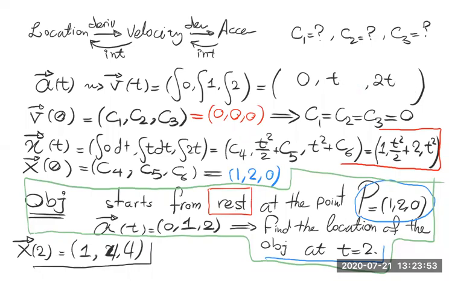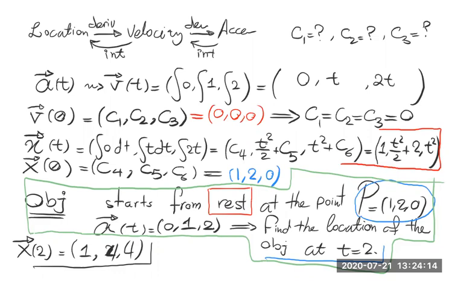Now I want the location. I should take another integral of the velocity. So the integral of 0 would be another constant, c4. The integral of t is t squared over 2 plus another constant, c5. The integral of 2t would be t squared plus another constant, c6.